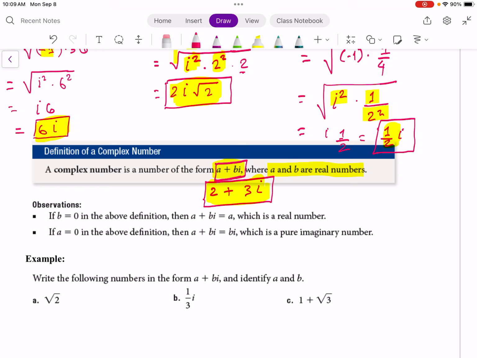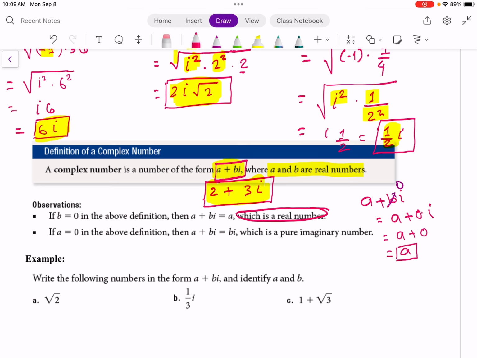And in this complex number a plus bi, if b is equal to 0, what happens? This number will be a plus 0 times i. This is a plus 0, and a plus 0 is a, and a is a real number, right? So if b is 0, then we have a real number.